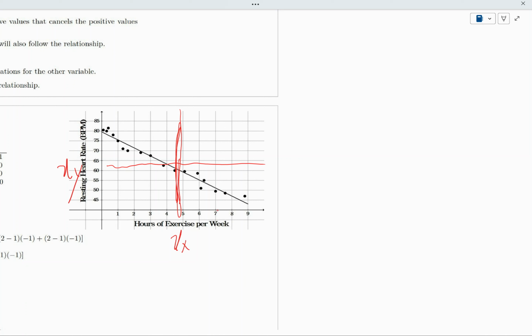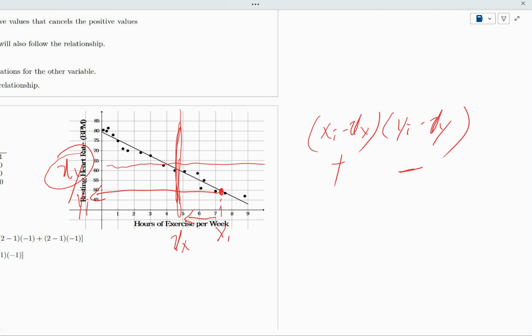Well, if we have an x value that is greater, so xi minus mu x, if it's greater, then it's going to be positive. But whenever this is greater, you're more likely to see that yi is going to be lower than mu. So therefore, yi minus mu y is likely to be negative. Therefore, notice how these values are all going to be negative.